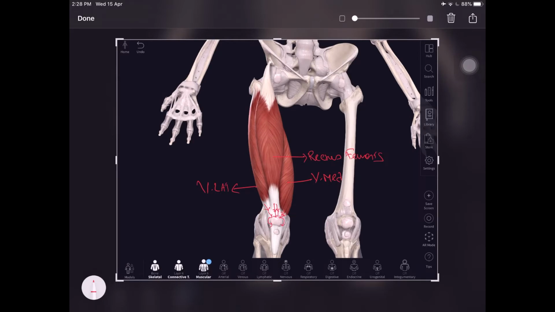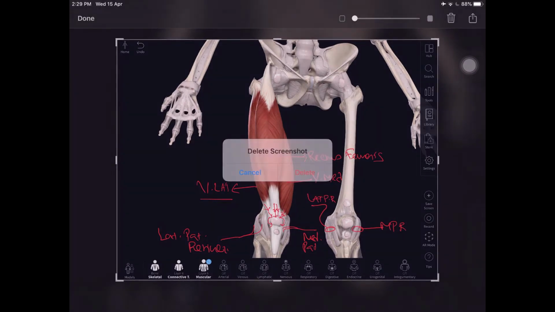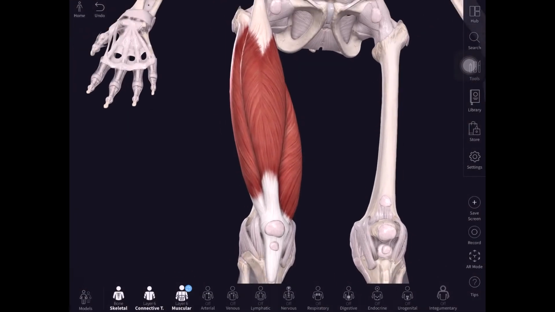Apart from this, you also see these two bands on this side and these two bands on this side. The band on the lateral side is your lateral patellar retinaculum. Similarly, this is your medial patellar retinaculum. In this picture you can see these two are your medial patellar retinaculum, and these are your lateral patellar retinaculum. Now let us show you in a separate view.